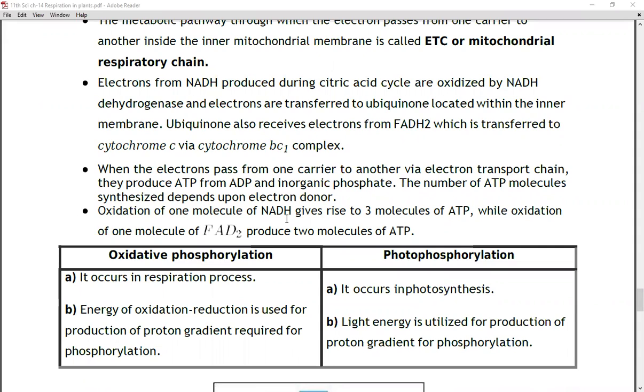So you can see over here that in the citric acid cycle, one molecule of NADH gives rise to three molecules of ATP, while oxidation of one molecule of FADH2 produces two molecules of ATP. This can be asked in an MCQ: when oxidation of one molecule of NADH occurs, how many molecules of ATP are produced? So when NADH is oxidized, three molecules of ATP are produced, and when the oxidation of FADH2 takes place, two molecules of ATP are produced.